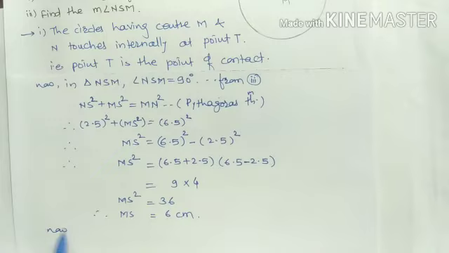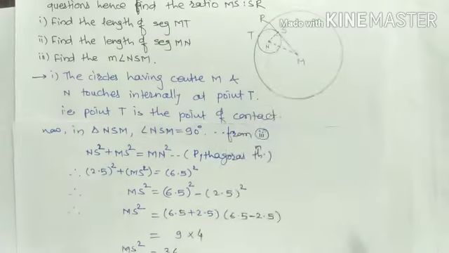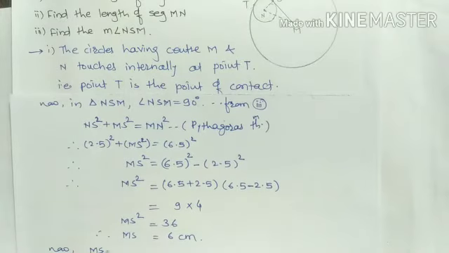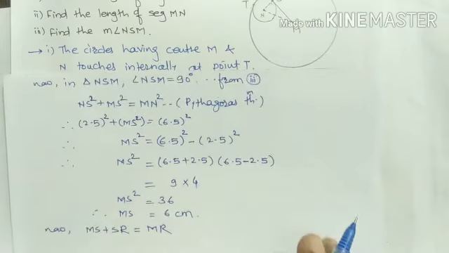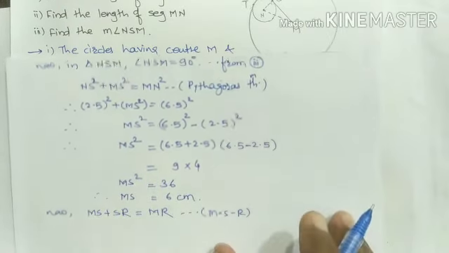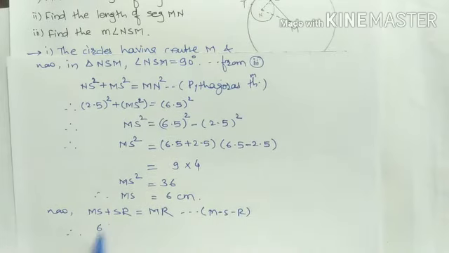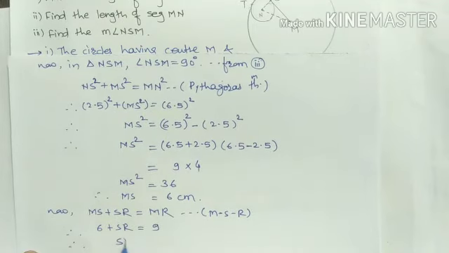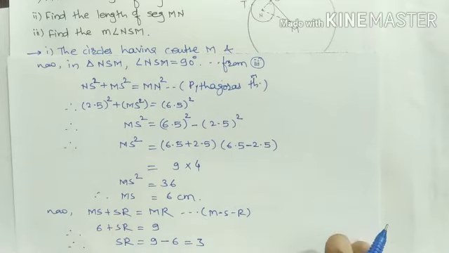Now that we have found MS, from this we can find SR. MS plus SR equals MR. Why? Because M-S-R are collinear, and therefore this 6 plus SR equals MR, that is 9, the radius of the largest circle. Therefore SR equals 9, this plus 6, after changing the side minus 6, equals 3.